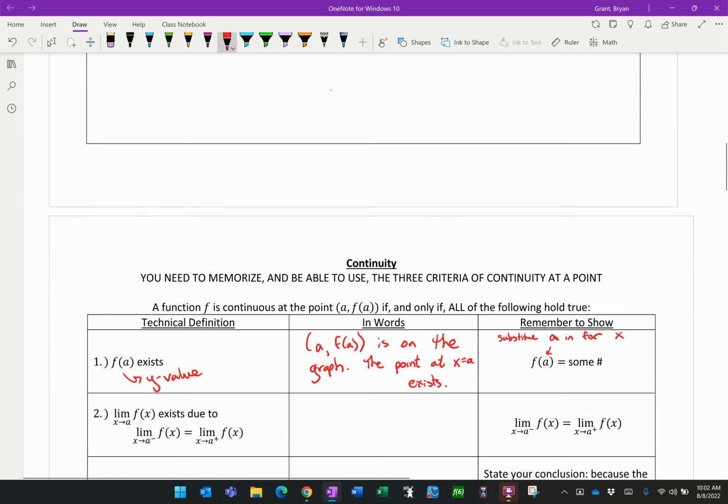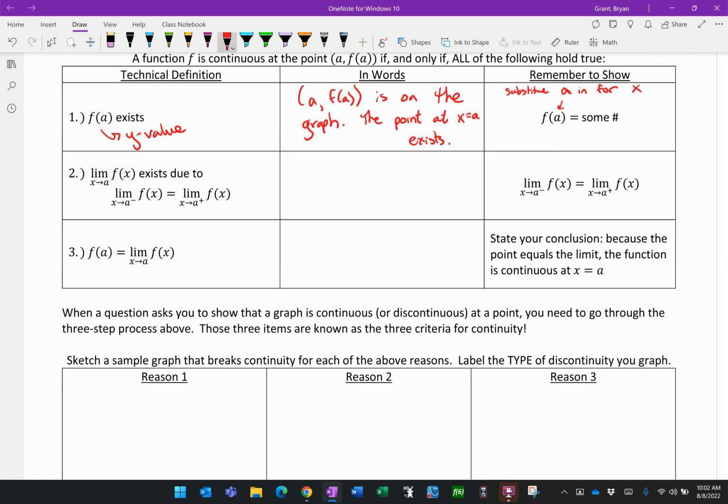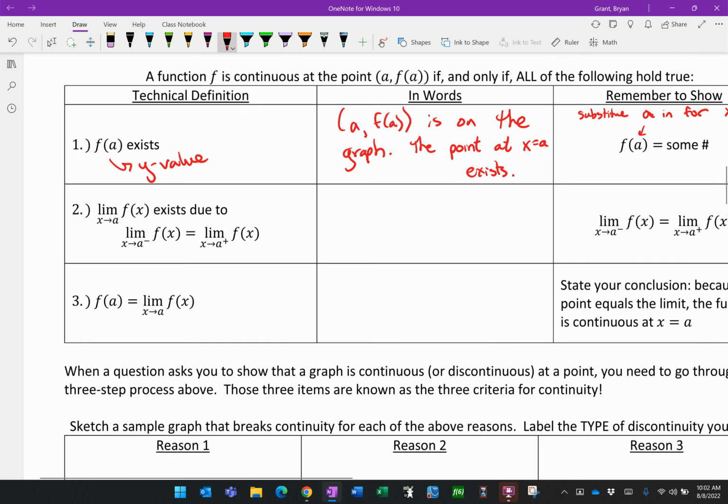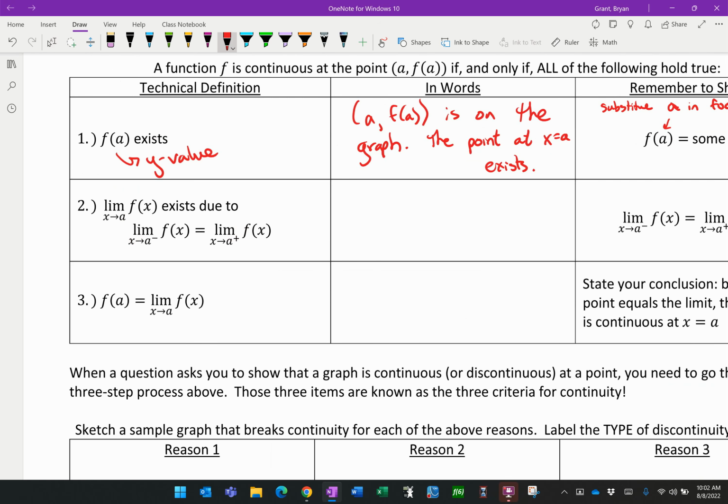All right, but that's not enough, because just having a point there doesn't mean a function is continuous. What also has to happen is that the limit as x approaches a of f of x also has to exist. The most common way that you show the limit exists is you show the two one-sided limits, just like we did on the opener.